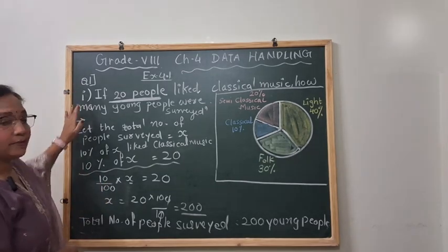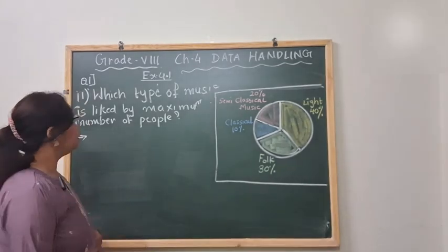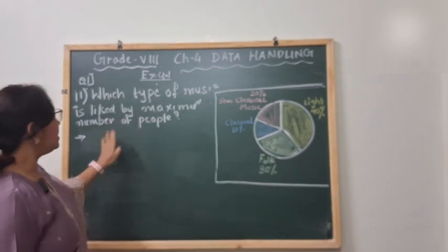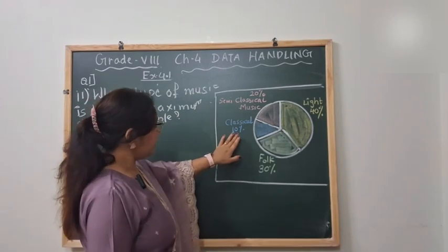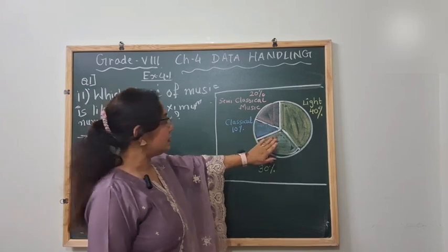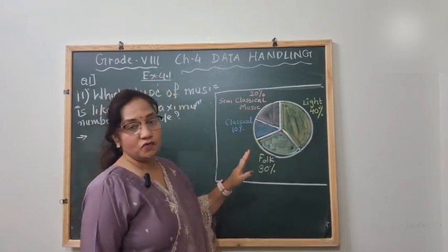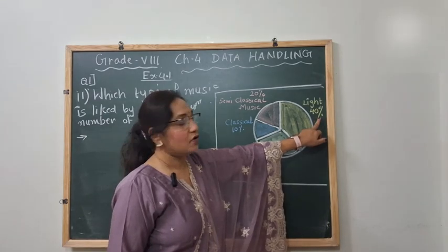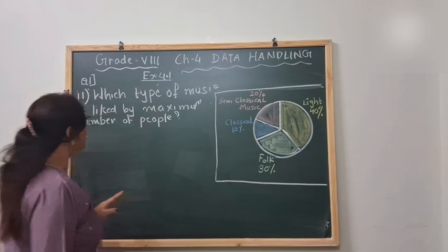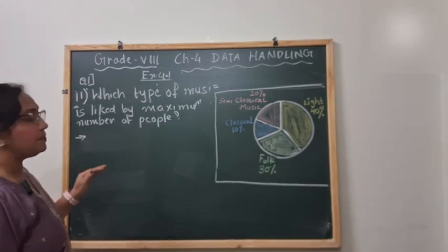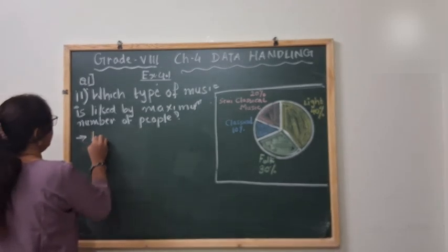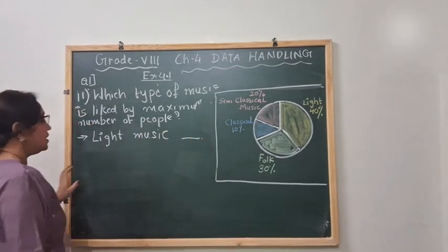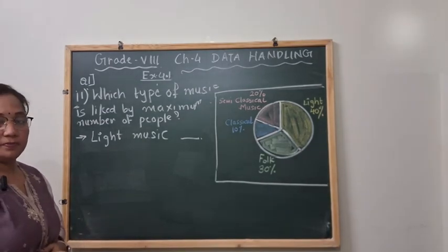Now in question number 1, we have sub question number 2. Let us start that. Okay students, question 1, second question is very simple. Which type of music is liked by the maximum number of people? So you can see that here 10% is classical, 20% is semi-classical, 40% is light, and 30% is folk. So from this we can easily make out 40% is the maximum percentage of people, and it is light music. So the answer here is, light music is liked by the maximum number of people.